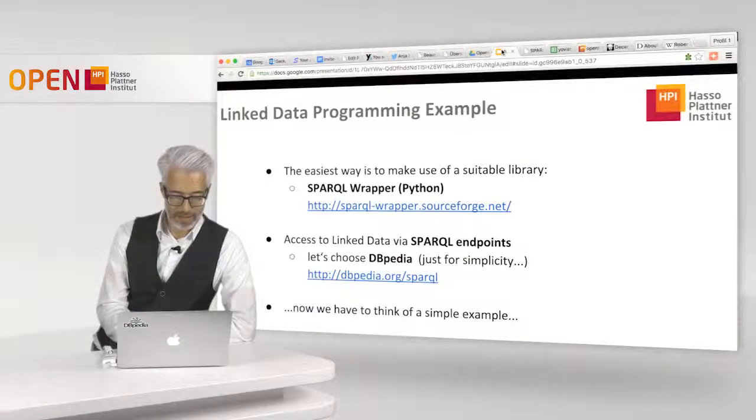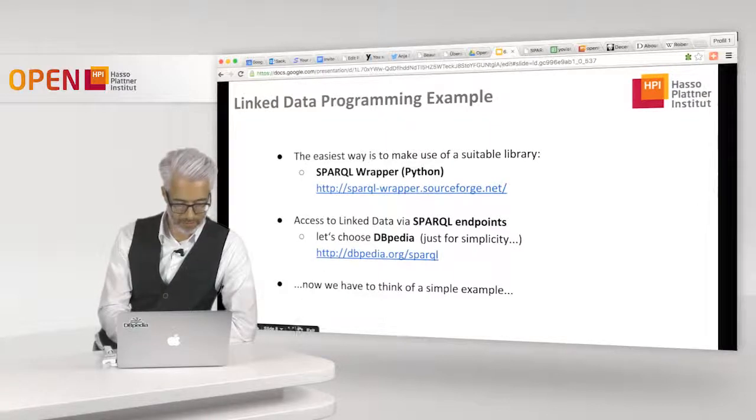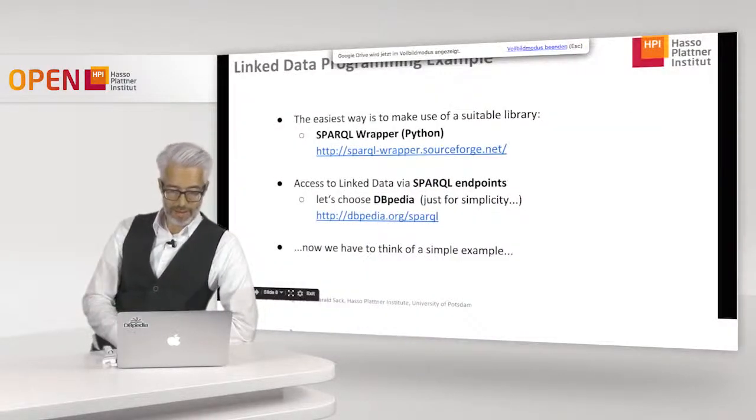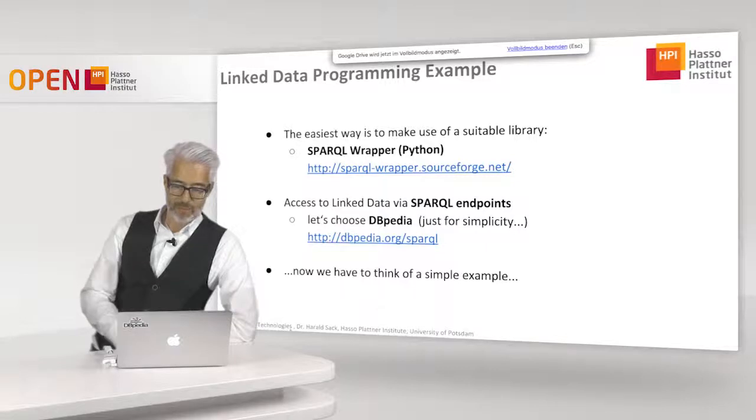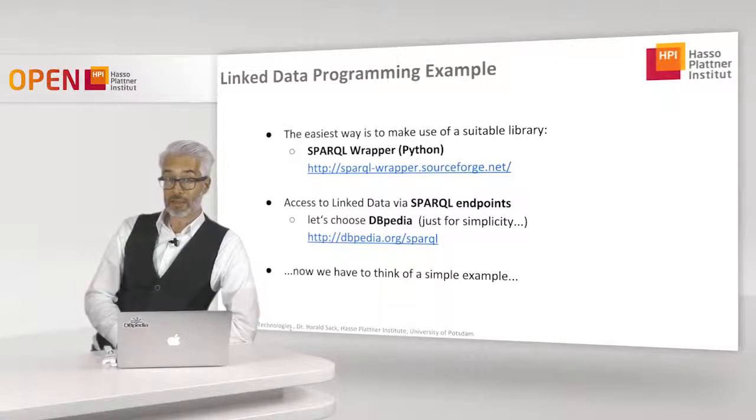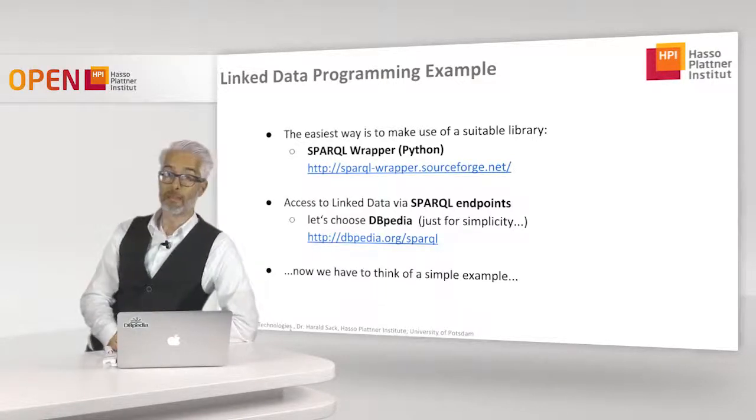Okay, so let's go back to the slides. Now we have to make a decision which kind of linked data we should use. And of course, it's obvious we are using DBpedia just for simplicity. But of course, you could also use any available linked data source that is out there and connect that with your program. So this is also no problem. But we will use here the SPARQL endpoint of DBpedia.